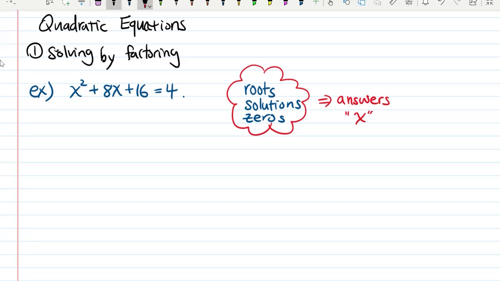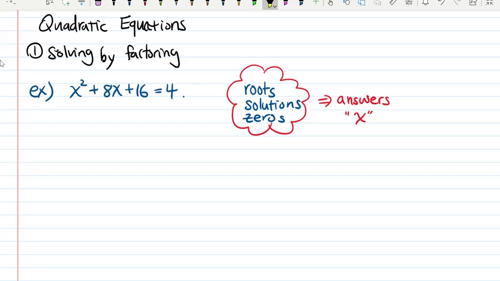Okay, so let's try this example. x squared plus 8x plus 16 is equal to 4. So always try to simplify the equation by checking to see if you can make the equation simpler by factoring out a GCF. So in this case, we don't have anything that we can factor out by looking at the coefficients. Next step, try to move everything to one side of the equation.